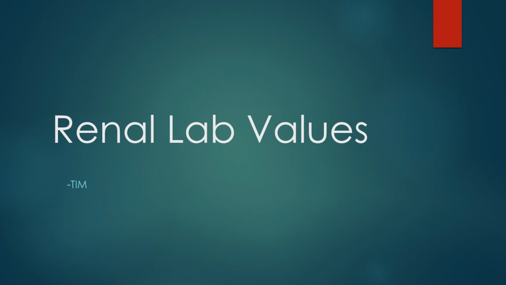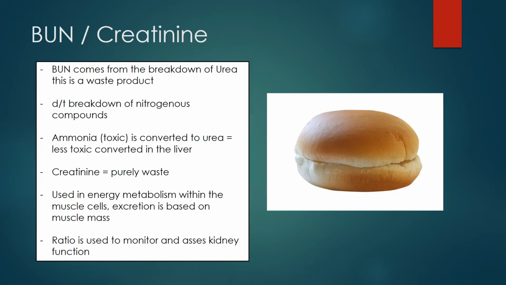Okay, so renal lab values are not different than any other lab values, but there was just a lot getting thrown around in the renal lecture, so I just wanted to review some of the high yield topics here. So BUN and creatinine. So BUN is blood urea nitrogen. It's just basically analogous to the amount of nitrogen product in your blood.